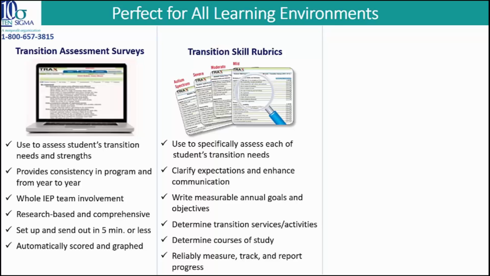Like I had mentioned previously, each skill in the transition assessment surveys has a rubric behind them. So you can use the rubrics to specifically assess each of the student's transition needs. For example, if the student has a need in being in control of their emotions, you can use the rubric to determine what pieces of that skill the student needs to work on. Write the annual goal and objectives and use the rubric to track and monitor the progress.